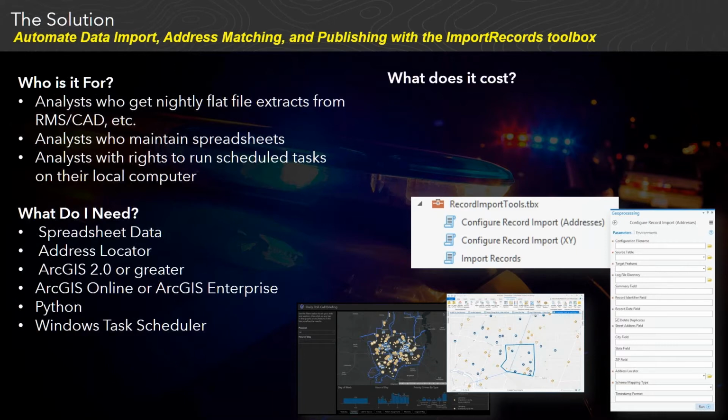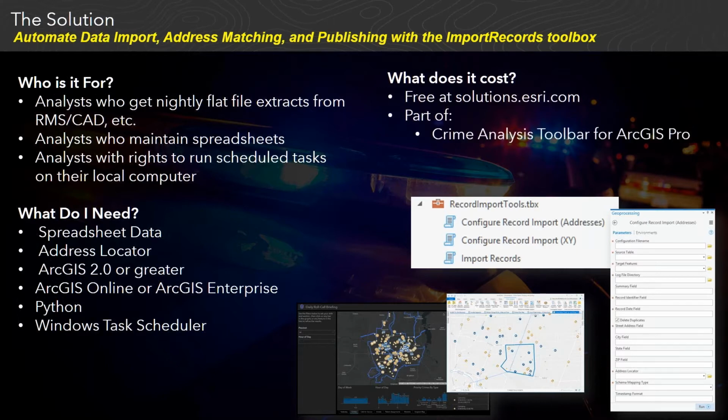What does this tool cost? Well, it's totally free at solutions.arcgis.com. I'm sorry, I made a mistake in there. And it's actually part of two other solutions. So we'll talk about that in a little while. You can get this tool in the documentation for either the crime analysis toolbar for ArcGIS Pro or the daily activity dashboard. So both of these are solutions that are on our solutions website at solutions.arcgis.com.